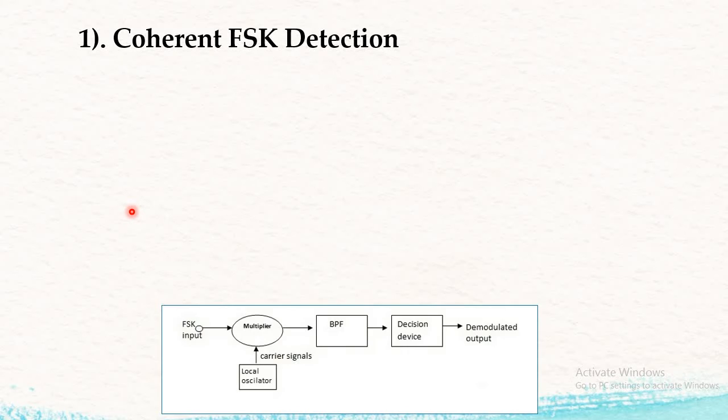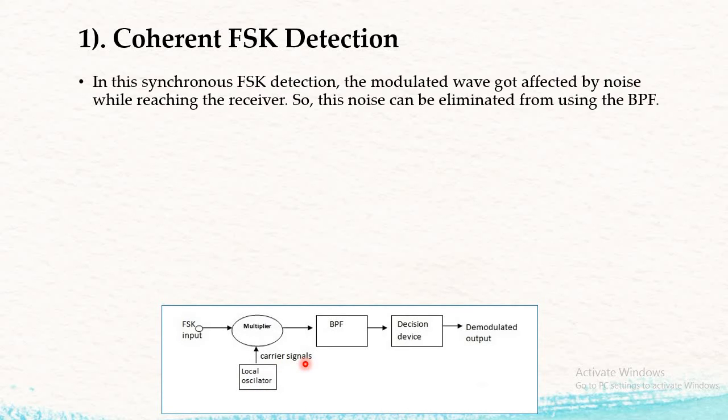Coherent FSK detection. So this is a block diagram of a coherent detection where we are using a local oscillator which is combined with the FSK input. The frequency of this local oscillator is the same as that of the carrier of the transmitter. In this synchronous FSK detection, the modulated wave gets affected by noise while reaching the receiver, so the noise can be eliminated by using a band pass filter.